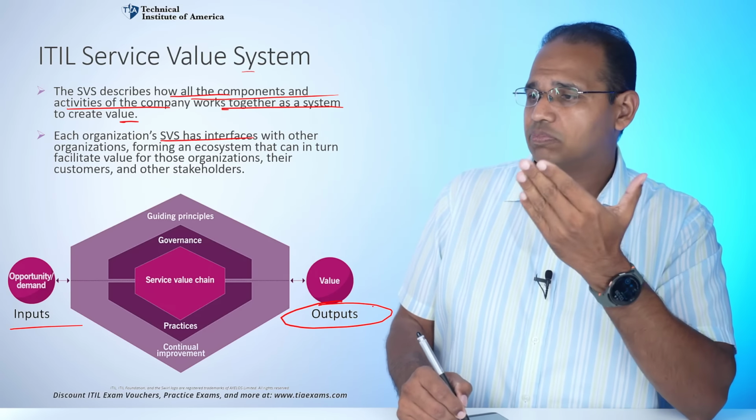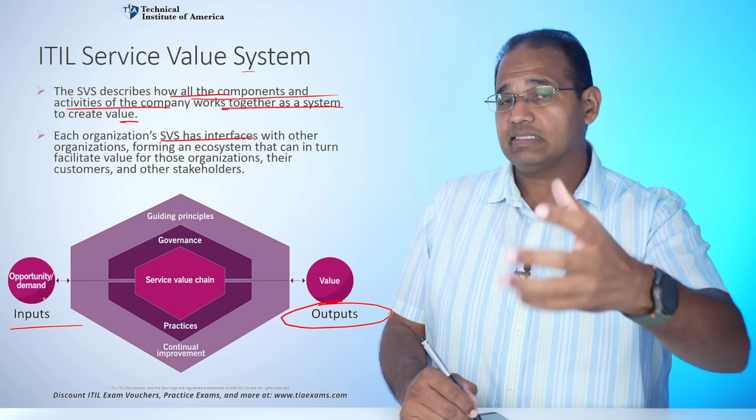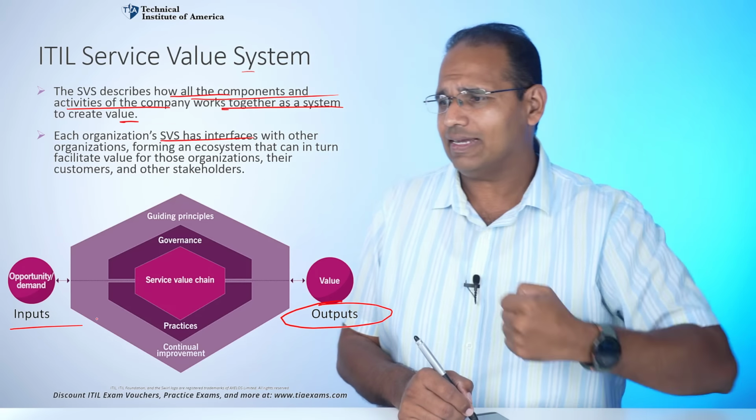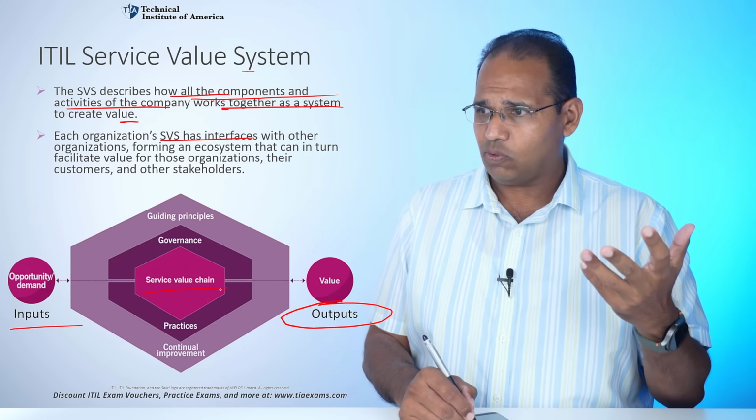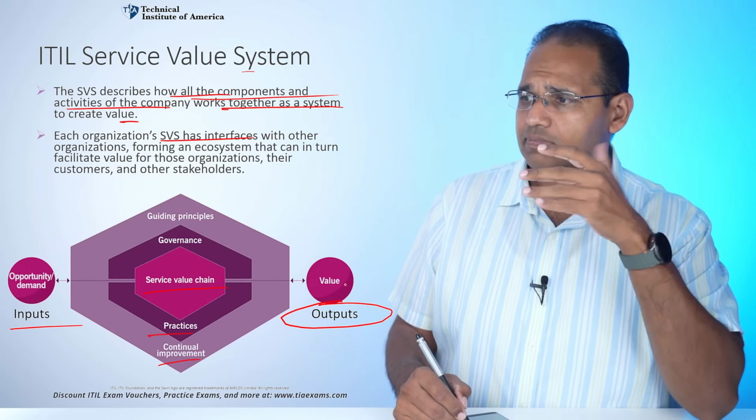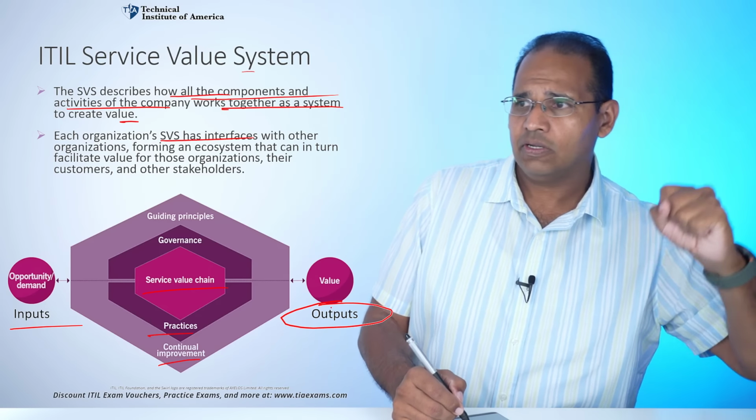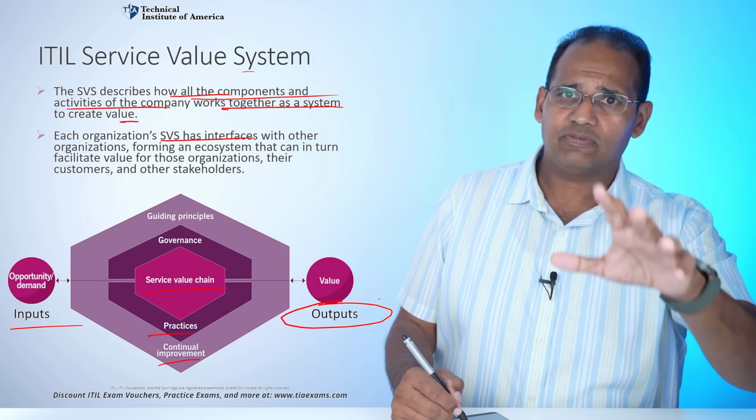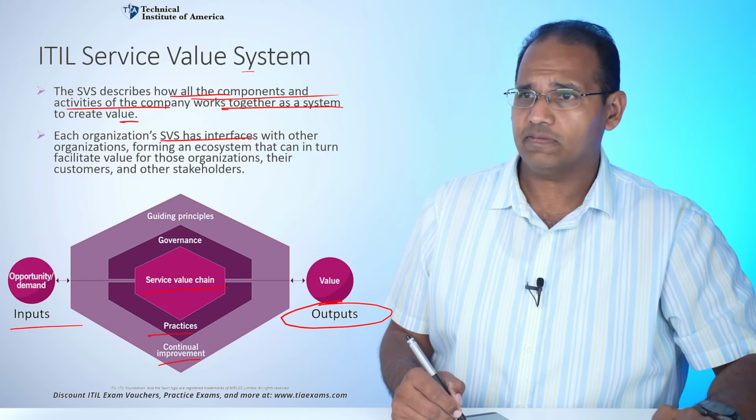My organization provides training. Okay? You create the opportunity by telling me, hey, Andrew, I want some training in PMP. I want some training in CISSP. I want some training in ITIL. You give me that. I have my principles, my governance, the way I create my courses, my practices, my continual improvement. And then I give you value. Then you take the training you got from me and you improve your IT, and then you provide value to your customer. Then your customer takes value from you and provides more value for their customers, and it just never ends. That's the whole point of that.